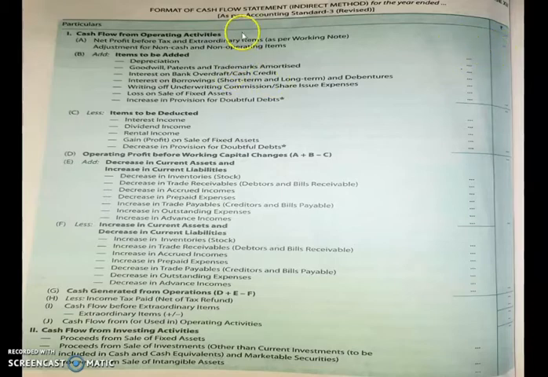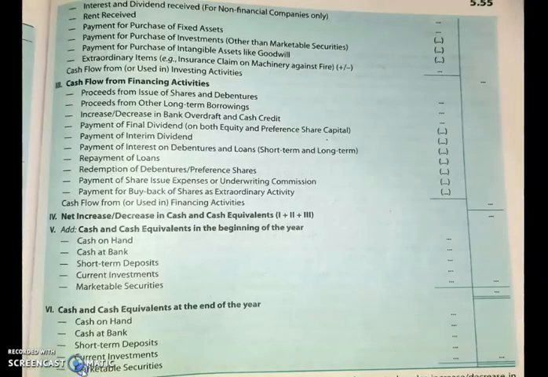Then you can see in this format there are Roman letter 1, it is given cash flow from operating activity. Roman letter 2, it is given cash flow from investing activity. And Roman letter 3, it is given cash flow from financing activity. Roman letter 4, it is given net increase or decrease in cash and cash equivalent.